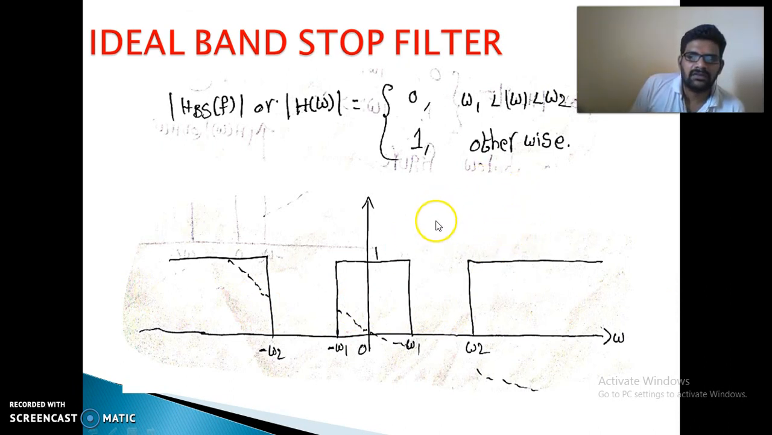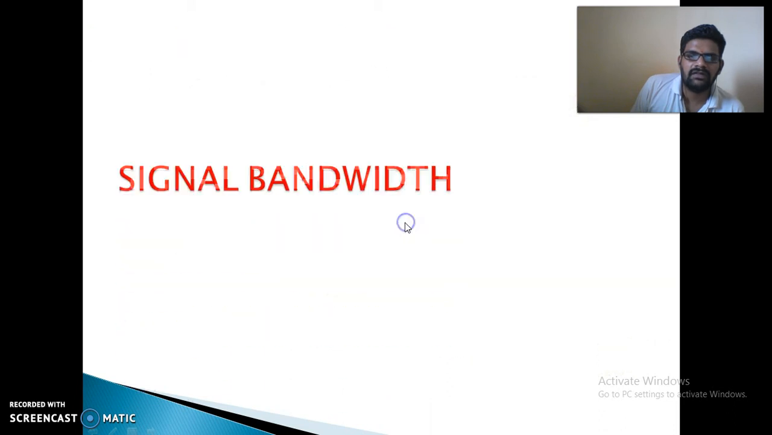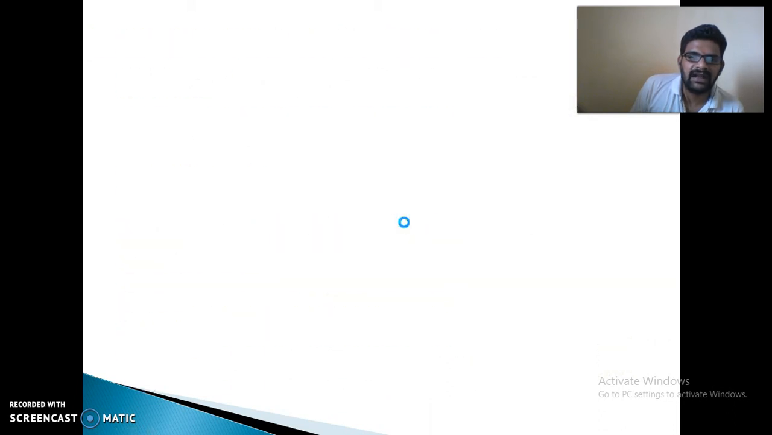In the next lecture we will see filter designs. We will also see the signal bandwidth and system bandwidth.